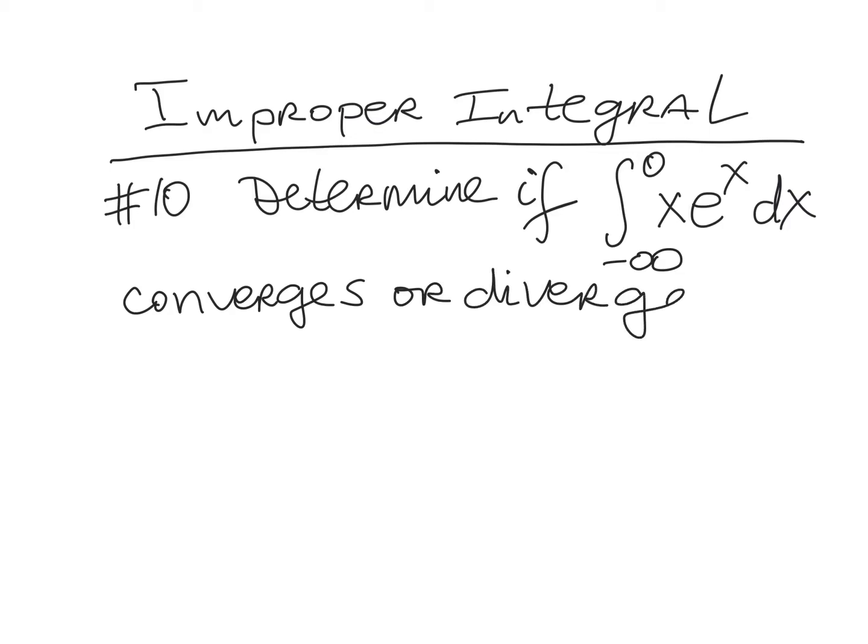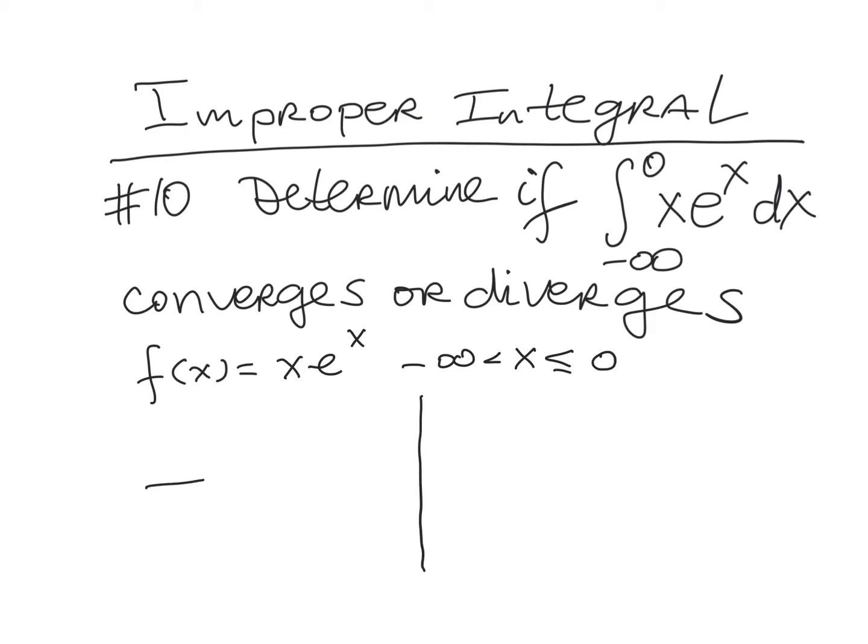So first, we want to look at what this integral represents. If we let f of x be the function x times e to the x over the interval greater than negative infinity and less than or equal to 0, using Desmos or some other means from calculus 1, we can sketch the graph of this function over this interval. Here's what it looks like.